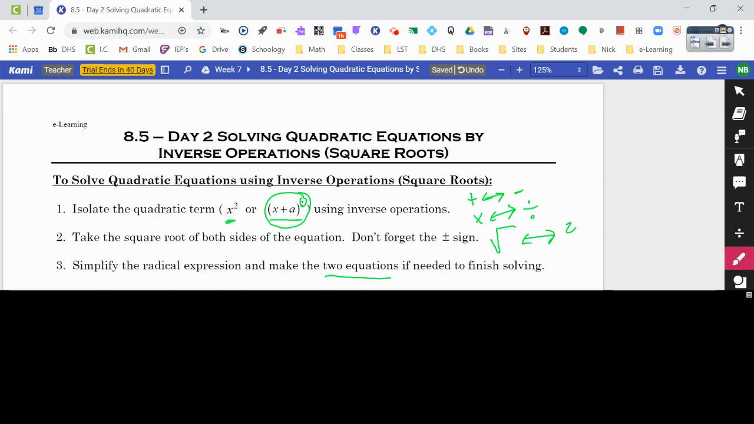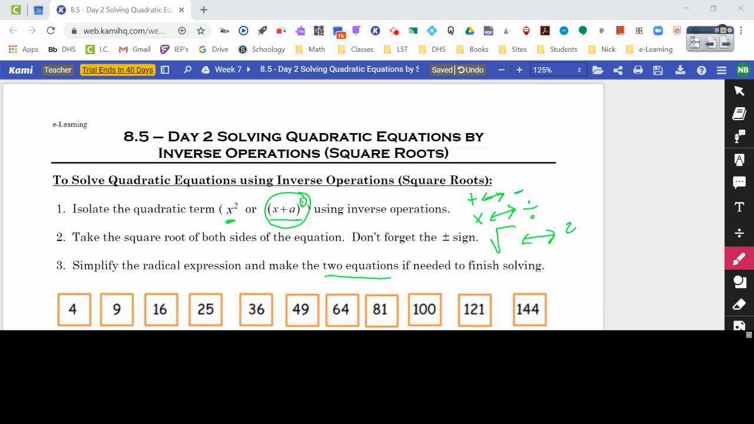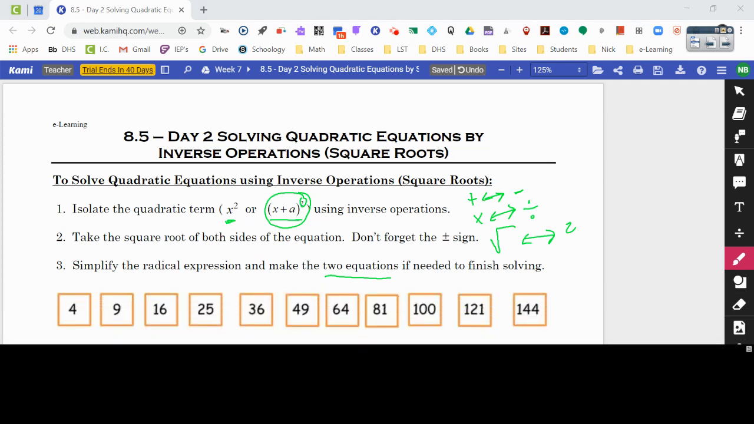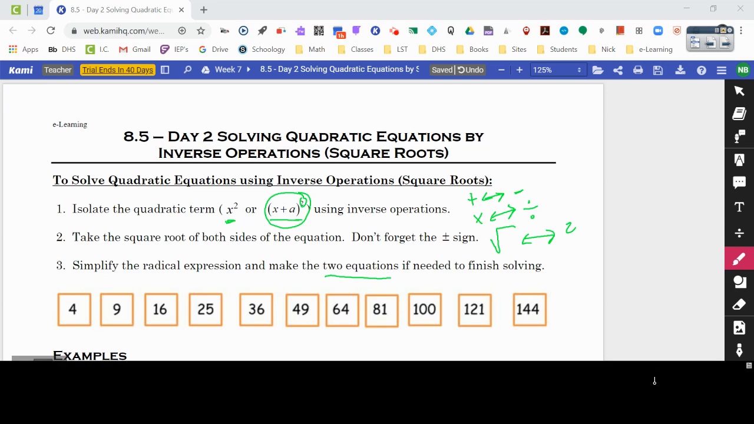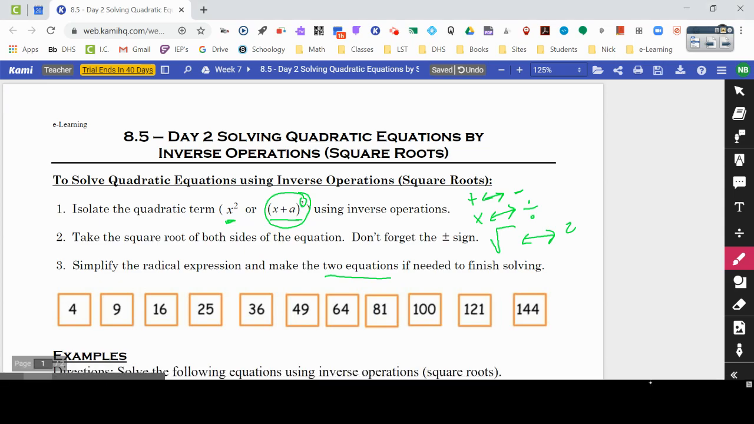To simplify those radical expressions, we're going to use these perfect square numbers. The square root of 4 is 2. The square root of 9 is 3. The square root of 16 is 4. The square root of 25 is 5, and so on and so forth. These are your perfect square numbers because when we take the square root of them, they come out to whole numbers.